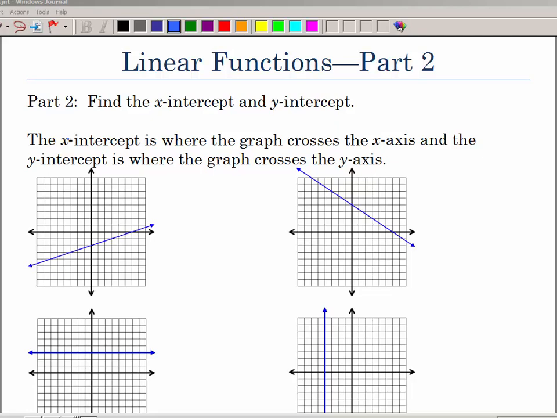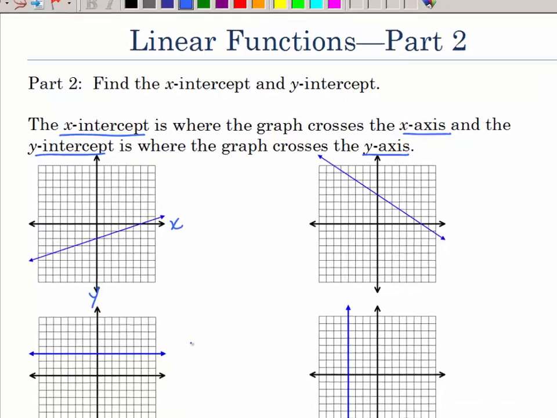In this part of the video about linear functions, we're going to be looking at the x and y intercept. The x-intercept is where the graph crosses the x-axis, and of course the y-intercept is where it crosses the y-axis. This is the x-axis, this is the y-axis. So let's just take a look graphically.